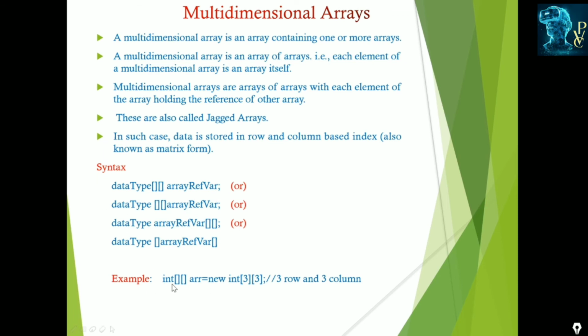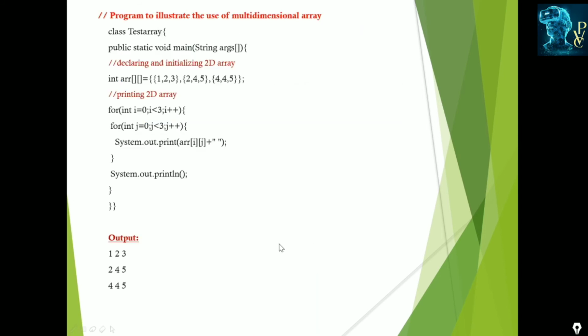Here is an example: an int array which holds two dimensions, rows and columns. Two dimensions means this is a matrix. 3 and 3 can be assigned, so 3 rows, 3 columns. A 2-dimensional matrix can be created and assigned into the ARR array. Okay, the program to use the multi-dimensional array and display it.